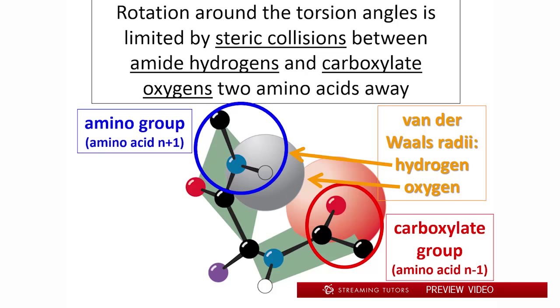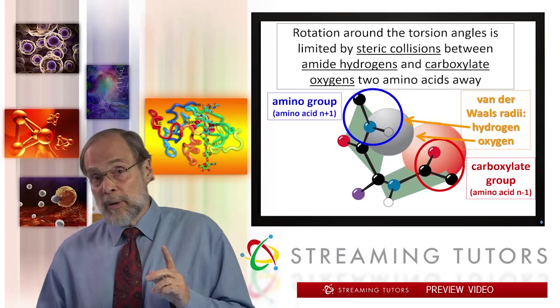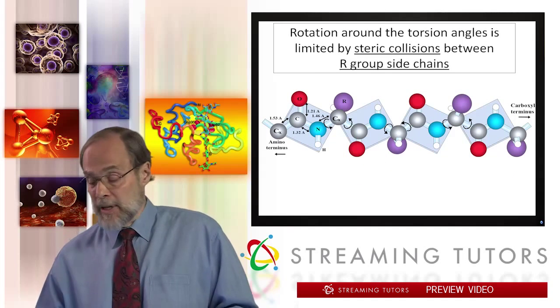The point being that if you rotate far enough around psi and phi angles, polypeptide backbone groups, amino hydrogens, carboxylic oxygens, will collide and restrict further rotation. There's an even more important constraint on rotation, however. Let's look at what that is in the next image.